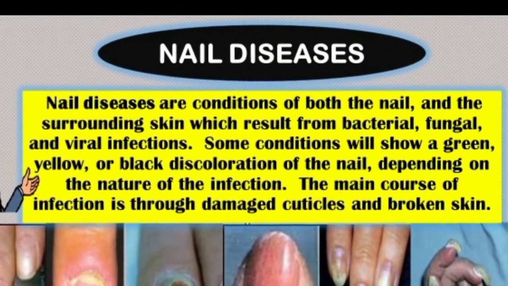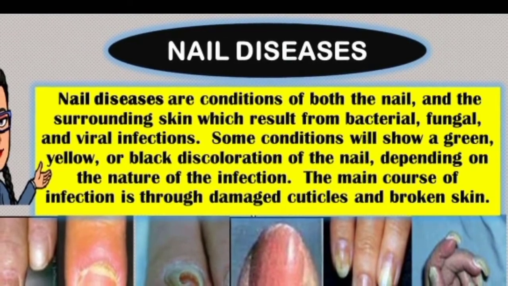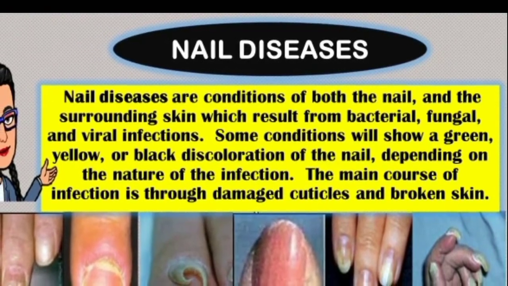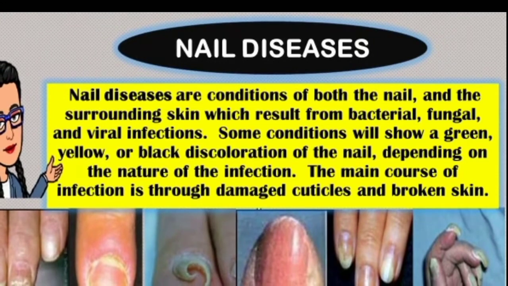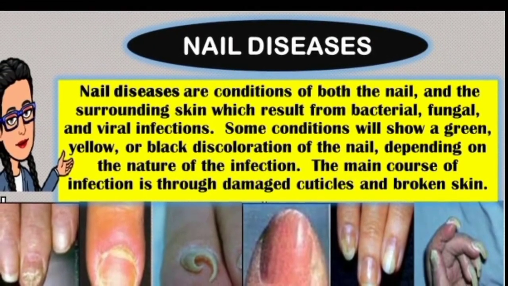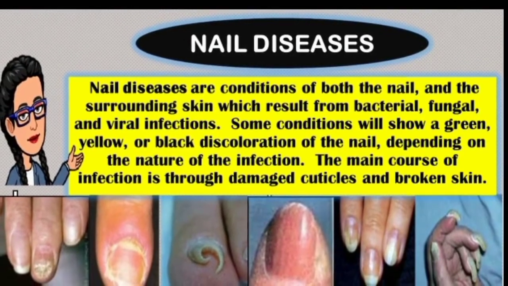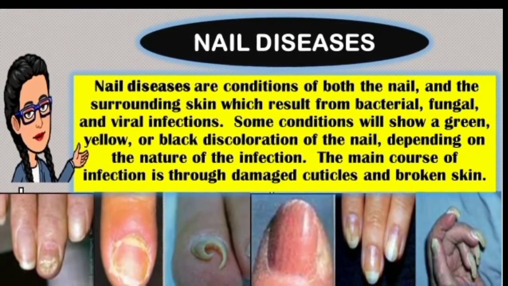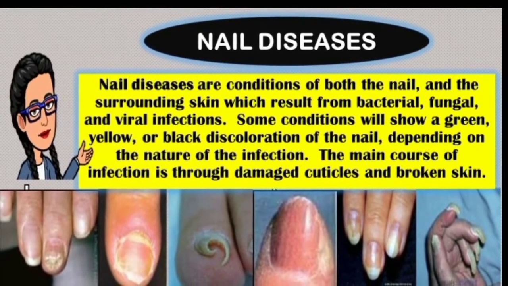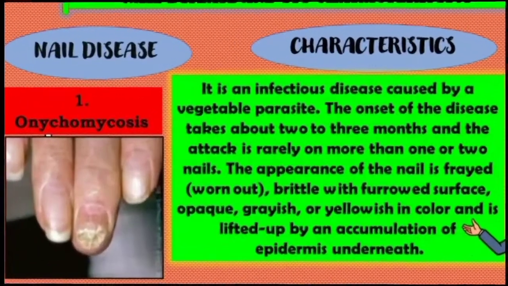Nail diseases are conditions of both the nail and the surrounding skin which result from bacterial, fungal, and viral infections. Some conditions will show a green, yellow, or black discoloration of the nail depending on the nature of the infection. The main cause of infection is through damaged cuticles and broken skin. Here are the different kinds of nail diseases.